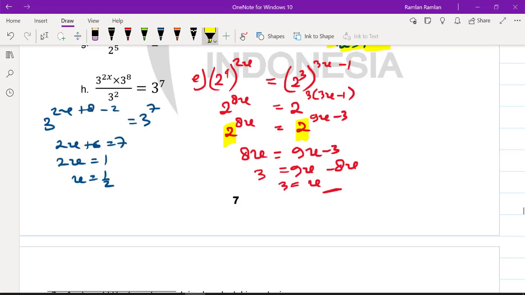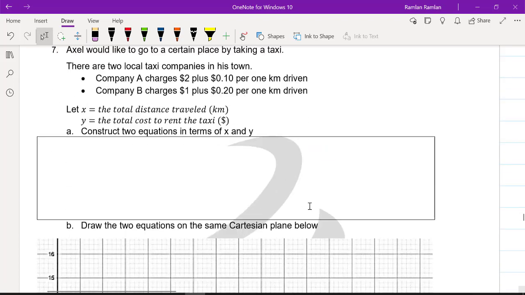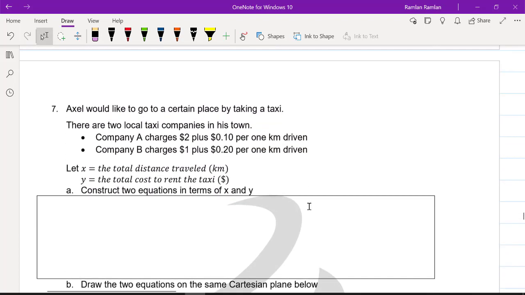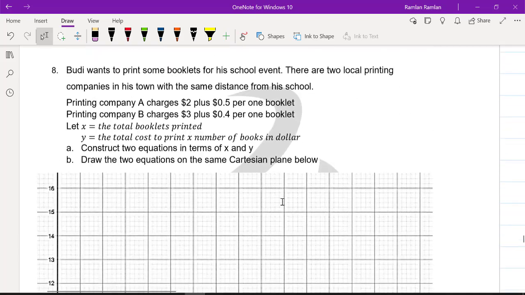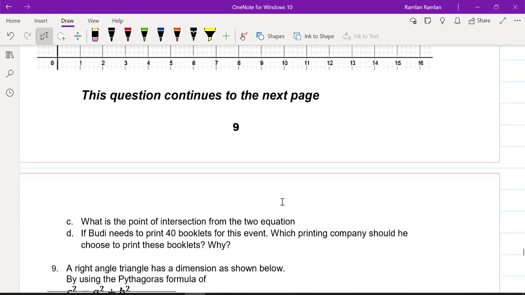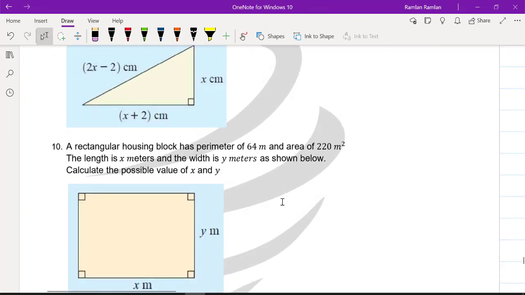Okay, so this is the final answer for question H. Now moving on to the next questions, number 7 and number 8. I'm not going to explain it because I have already explained it to you guys in the previous video. You can check that again. Number 7 and number 8 are the same exact type of questions. I'm going to go to number 9 and number 10.